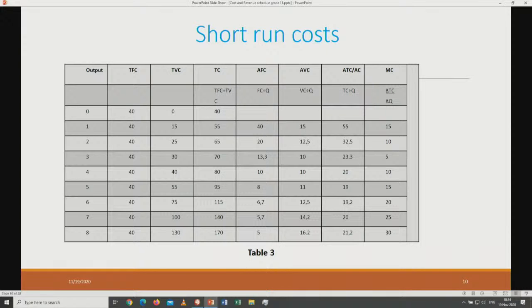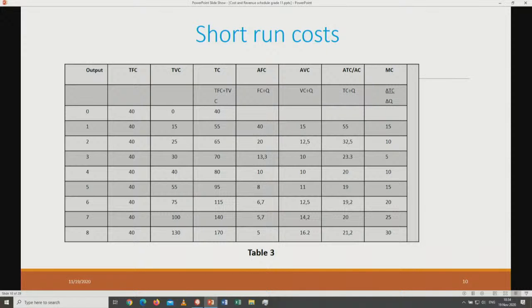Let's look at quantity number 2. Now, at quantity number 2, can you see? This is quantity number 2. Our variable cost at quantity number 2 is 25, right? It's 25. And then our output there is 2, and our variable cost is 25, right?